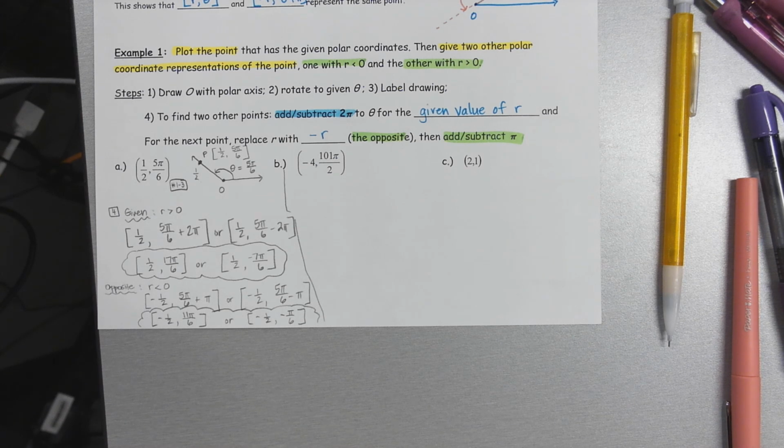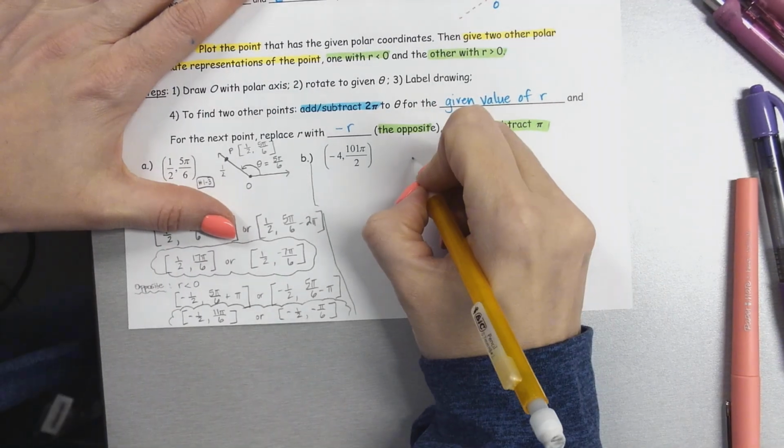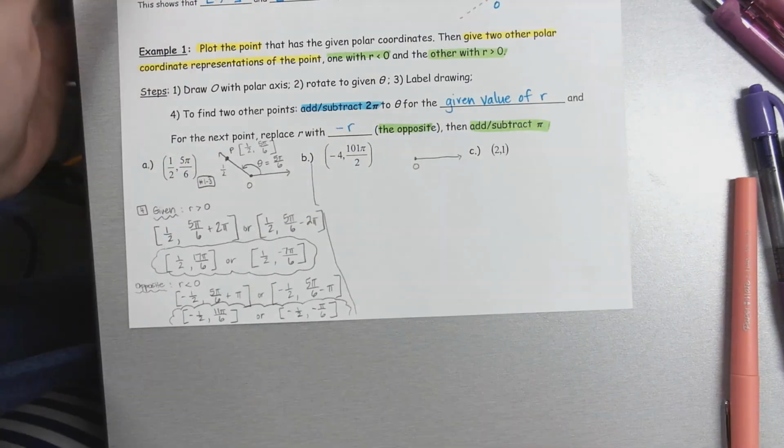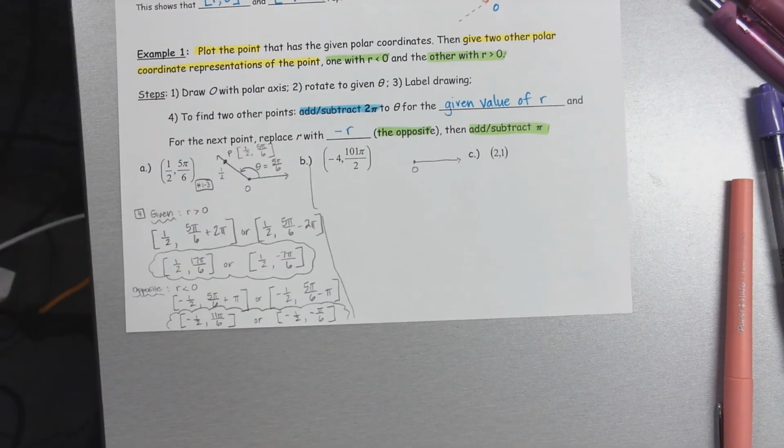Okay, so for part B, you guys did the first two steps. You started with the pole and the polar axis, so you have that labeled. And then I asked you to find what your 101 pi over 2 angle was.